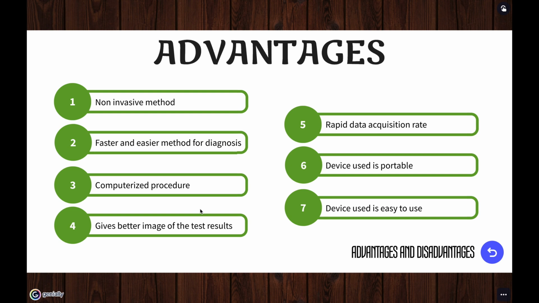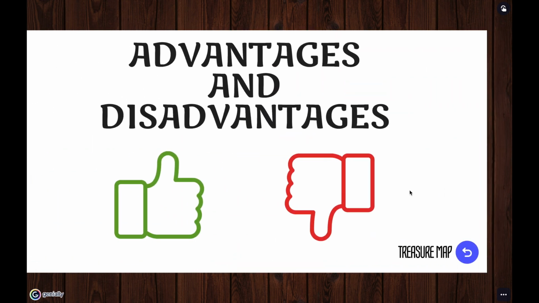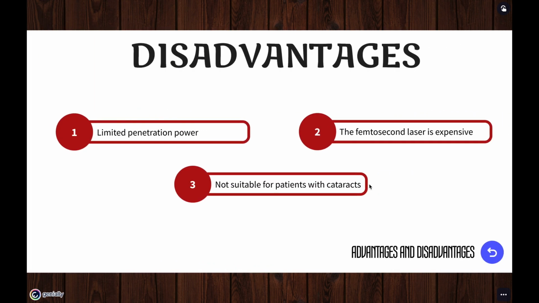The device used in this procedure is portable. It is compact and therefore easy to carry. Modern versions of the device are easy to use, and therefore the personnel don't need long training. Now let's get to the disadvantages. The first one is that it has limited penetration power. It can result in a penetration of up to 2 to 3 millimeters, ideally 4 millimeters. The femtosecond laser used in this procedure is expensive, and therefore it would not be available in smaller clinics. Finally, since it depends on light waves, it is not suitable for use in patients with cataracts.